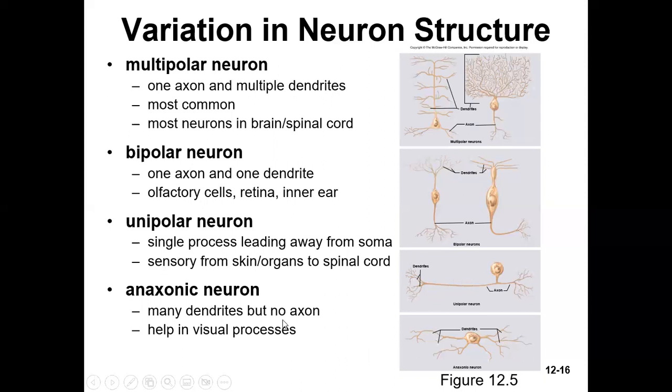And an axonic neuron has many dendrites, but in this case, it has no axon. And this is interesting because it helps in visual processing. If you think about vision, really what it does is just sense information. It is a special sense. So it pulls information in.